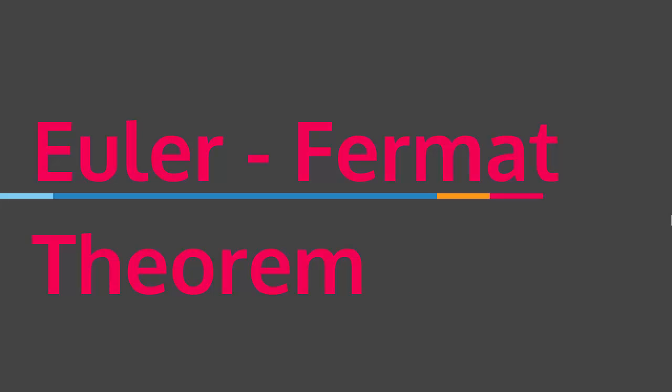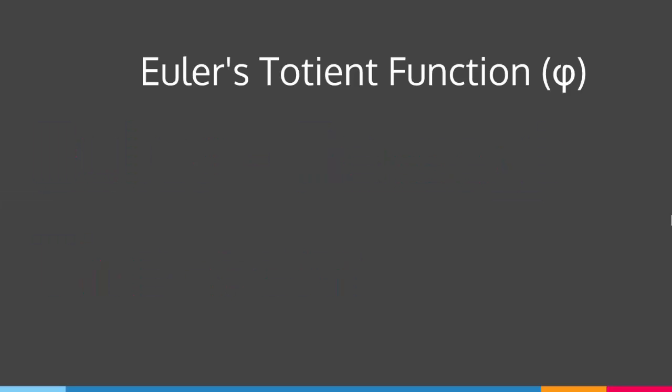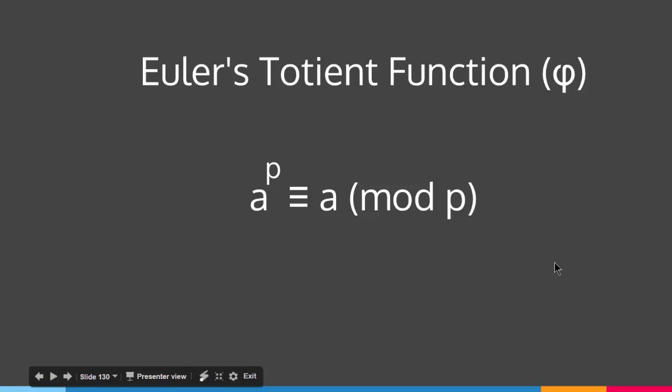In this video we are going to talk about Euler and Fermat's theorem. In the previous lectures we talked about both of these theorems. We talked about Euler's totient function, or phi, that counts how many totatives a particular positive integer has, and then we talked about Fermat's theorem, which says a to the p is congruent to a mod p.